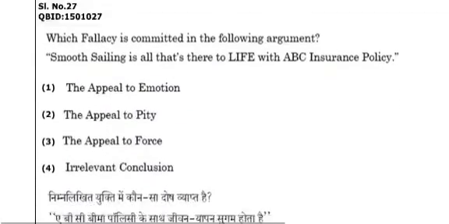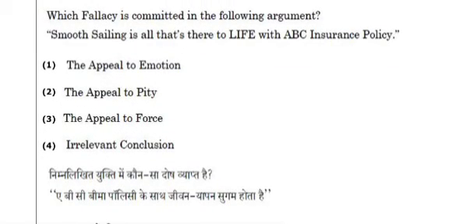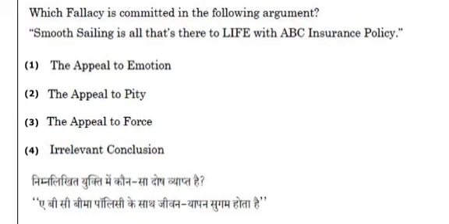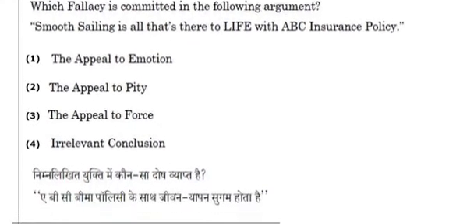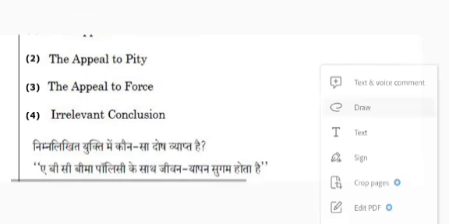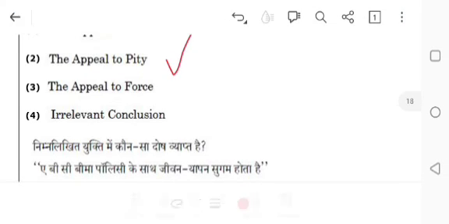Next, 27. Which fallacy is committed in the following argument? Smooth sailing is all that's dear to life, LIFE in capital, with ABC in capital, insurance policy. The appeal to emotion, the appeal to pity, the appeal to force, irrelevant conclusion. For 27, the appeal to emotion will be correct.